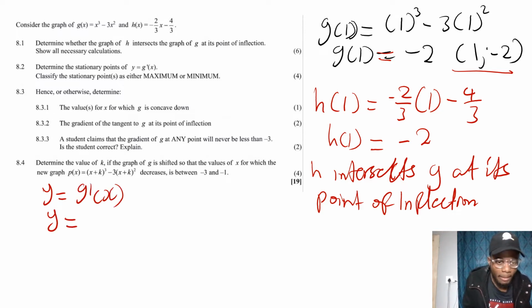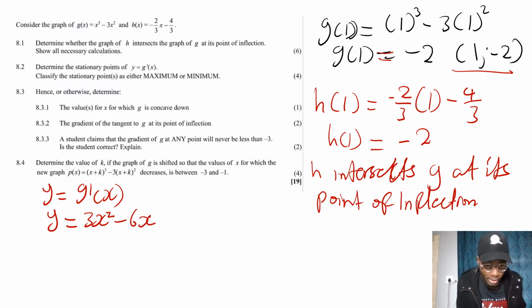So the equation is y equals the derivative of g, which is the same as, if we differentiate g of x, y equals 3x squared minus 6x. So we must determine the stationary point of this function, not g of x. This is a parabola, so it is simple. You can use minus b over 2a because a stationary point is the same as the turning point.